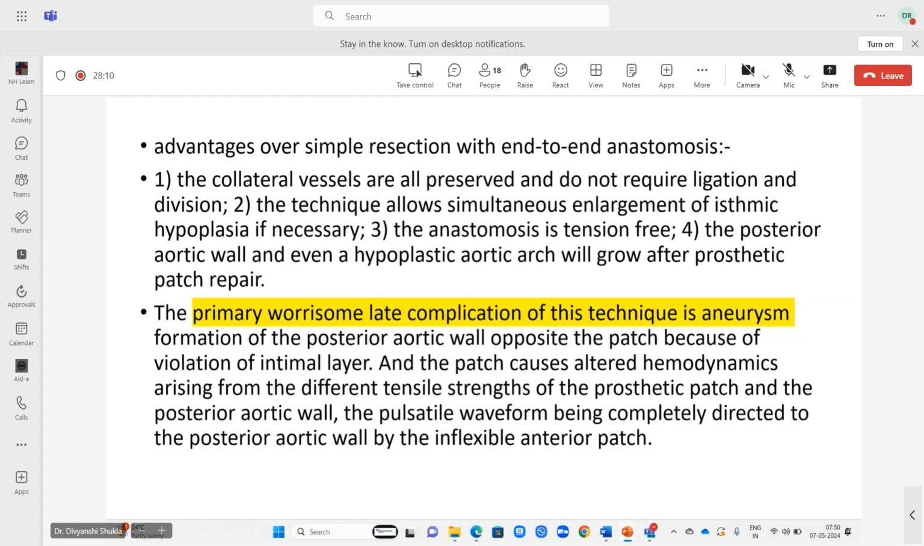This arises because of the posterior aortic wall opposite the patch, because of violation of the intimal layer, and because the patch causes altered hemodynamics arising from the different tensile strength of the prosthetic patch and the posterior aortic wall, the pulsatile waveform being completely directed to the posterior aortic wall by the inflexible anterior patch.